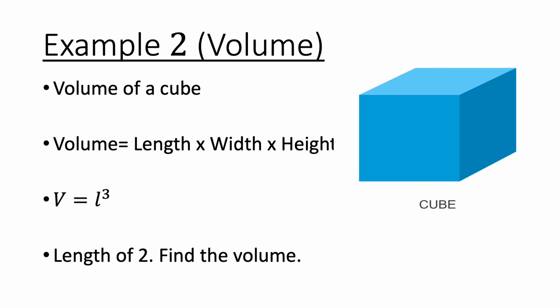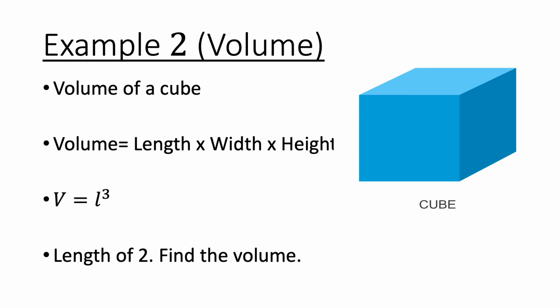Right guys, example 2, volume. So the volume of a cube is length times width times height, so V is equal to L cubed. The reason I've put cubed is because the length, width, and height are essentially the same for this particular case. So that is how I would work it out. With a length of 2, it's going to be 2, 2, and 2.